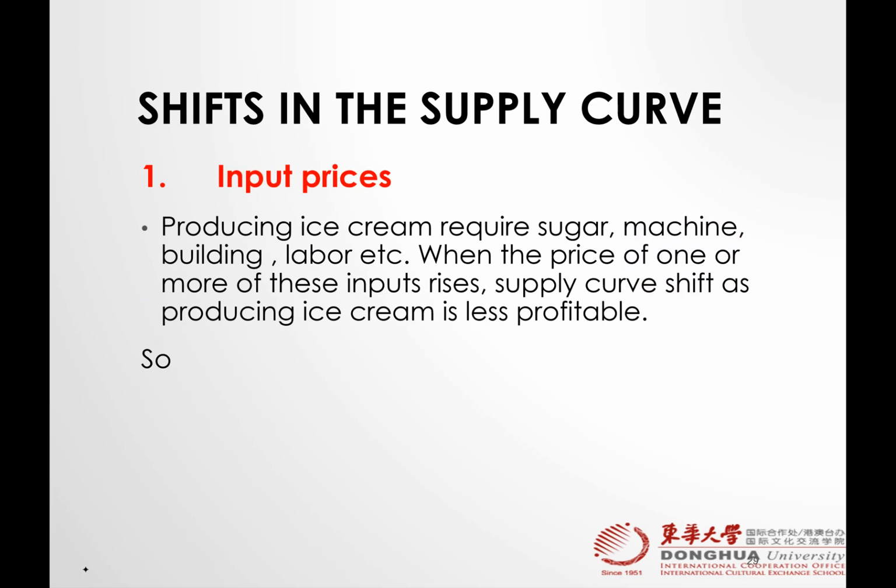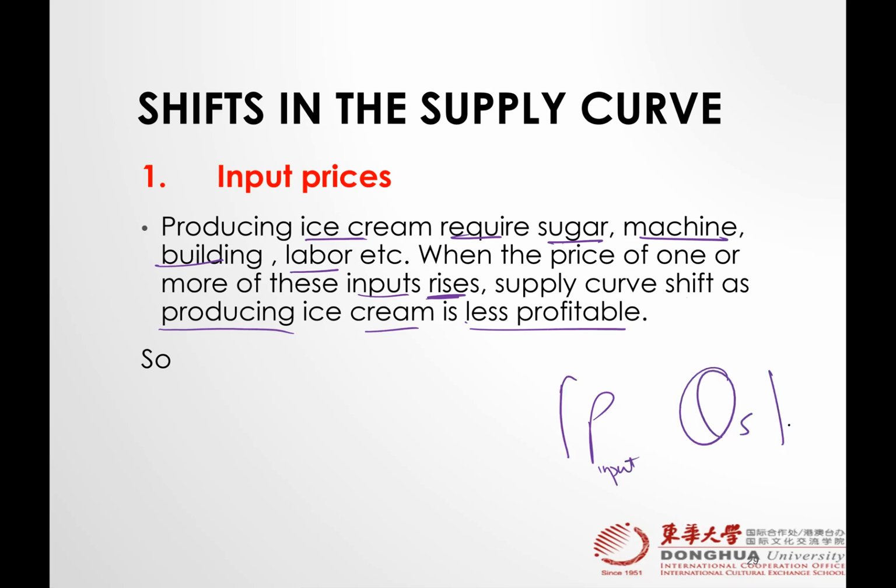So input prices, raw material prices. We are continuing the example of ice cream. Right now, what we talked about at the start of this lecture, think of yourself as a supplier or producer. Producing ice cream requires sugar, machine building, labor. So when the price of one or more of these inputs rises, the supply curve shifts, as producing ice cream is less profitable, right? So what we are trying to say here is, if the price of raw material rises, quantity supplied decreases.